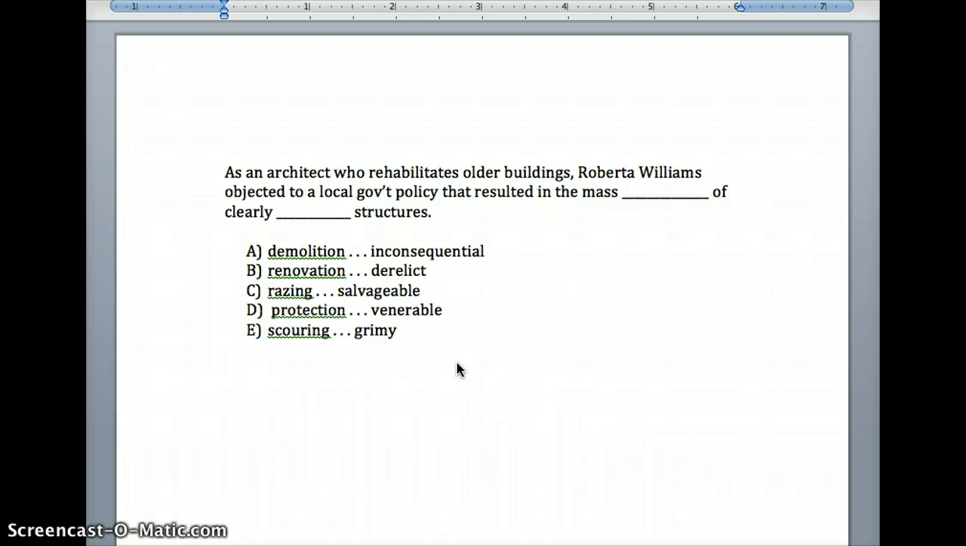Razing means to demolish. It's a direct synonym to A. She would object to that. She wouldn't object to the protection because she would like that. And scouring doesn't really fit. Scouring is kind of an odd word and it doesn't mean anything in this sentence. So you can take away E, you can take away D, and you can take away B.